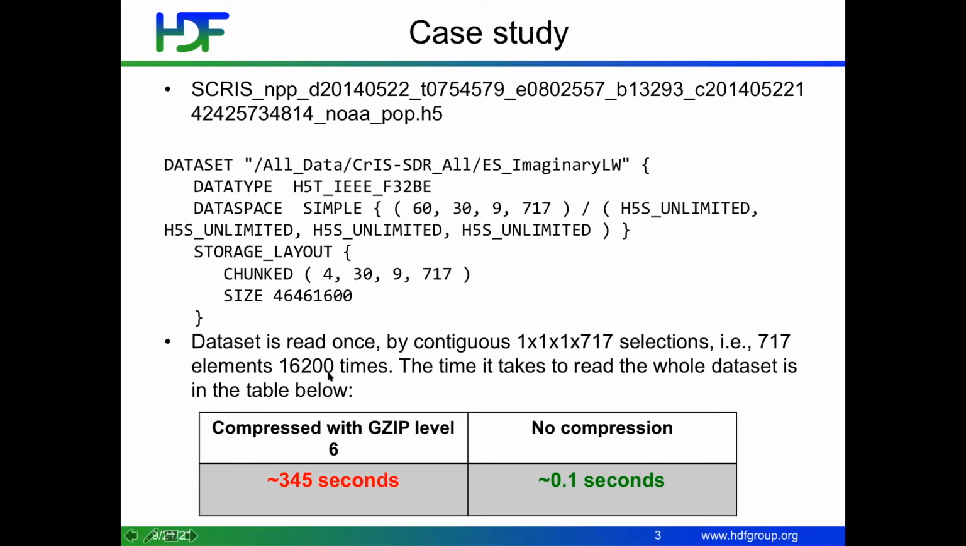1,600 times. And the time to read the whole dataset with compression and without compression differs by many orders of magnitude. When that dataset was compressed with gzip, which gave pretty good compression, it took 345 seconds, versus when there was no compression, it was just 1/10 of a second. So when people come, what can I do?